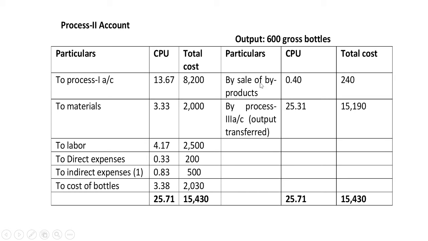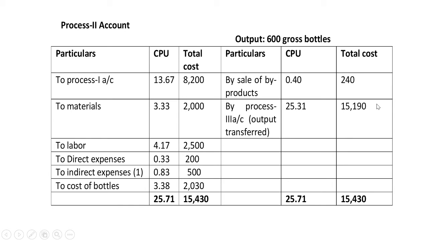So sale of by product is 240 rupees, which they have given you. That divided by 600 you will get 0.40. And next, total all of this on both sides, and the balancing amount that adjusts it, we take here as by process 3 account, output transferred.